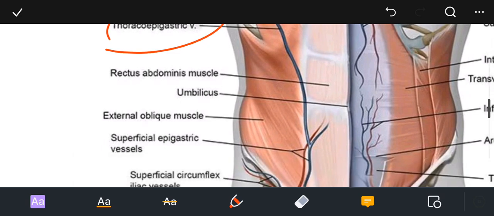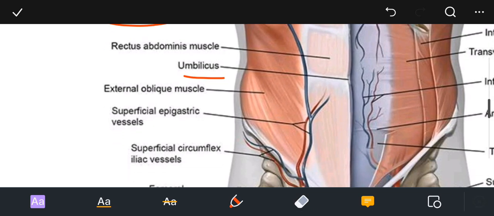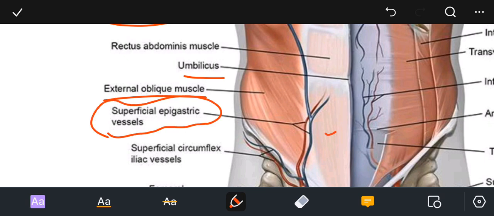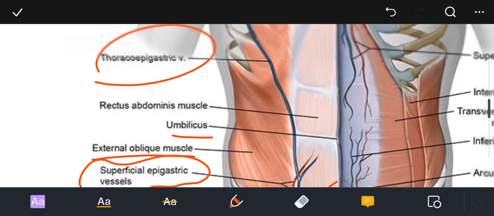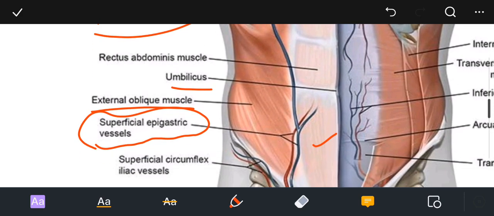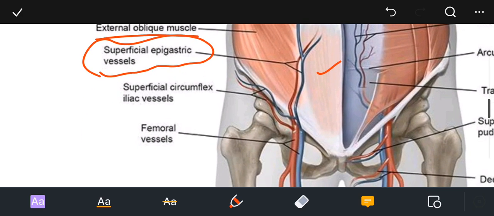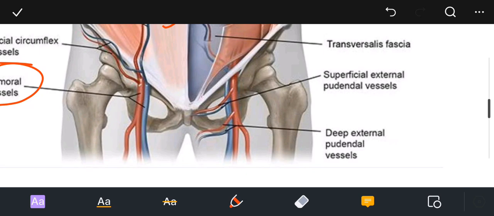Then we have the rectus abdominis muscle. The umbilicus is present over here. And then we have the external oblique muscle. The superficial epigastric vessels are present over here. That is the rectus abdominis, and these are vessels. Then superficial circumflex iliac vessels are present over here. Then we have the femoral vessels. After the femoral vessels, you can see over here the deep external pudendal vessels.